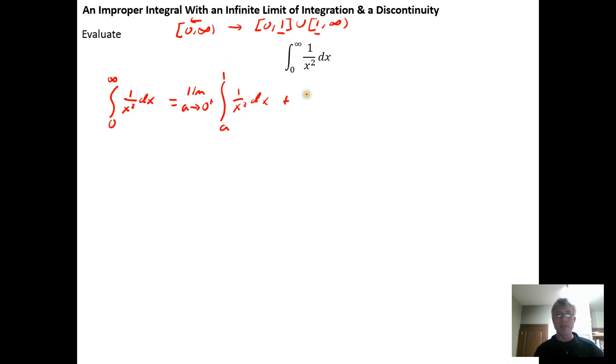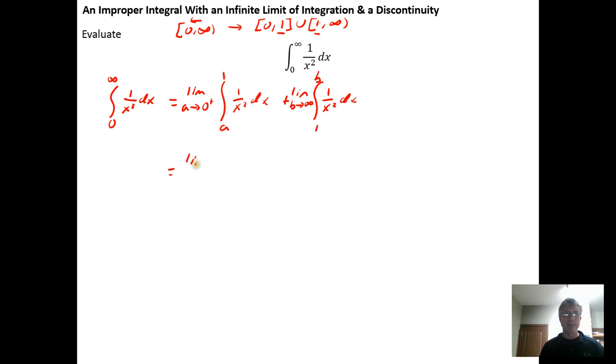And then you go plus, and then you pick right up at that 1 on the second interval. You pick right up at that 1 and you run to b, or whatever your favorite variable name is, run from 1 to b, and take the limit as b goes to infinity. And this is going to be 1 over x squared dx. And then you attack the two separately.